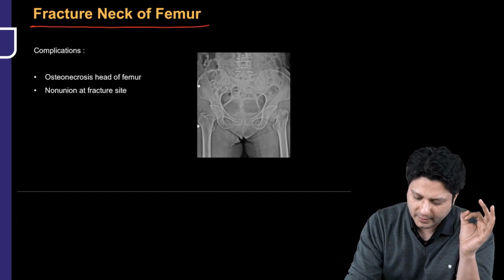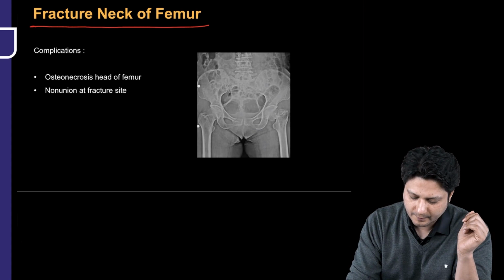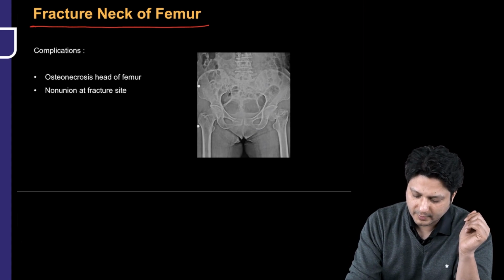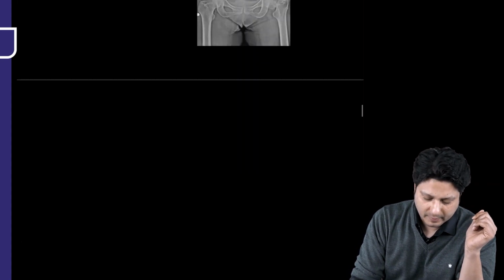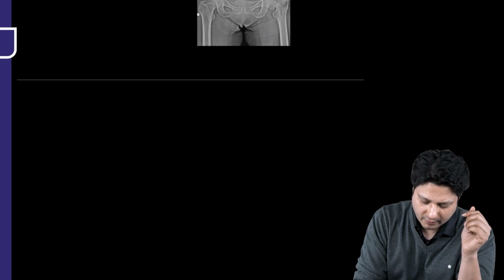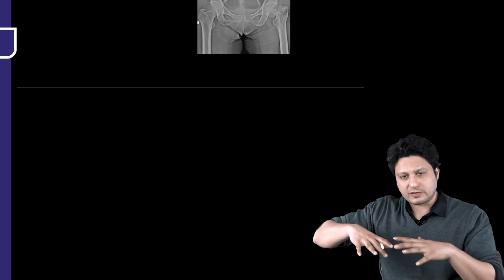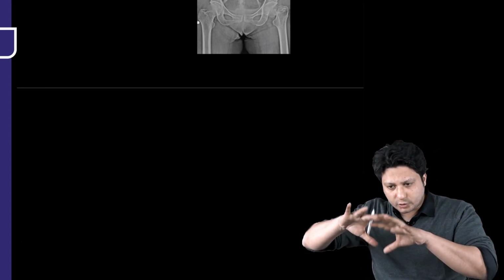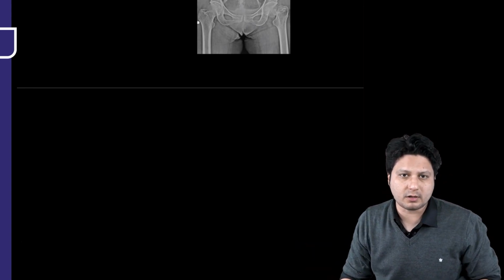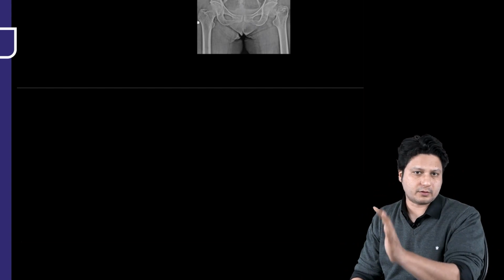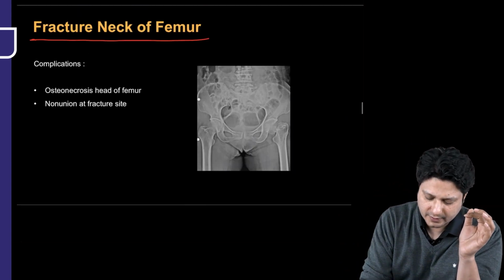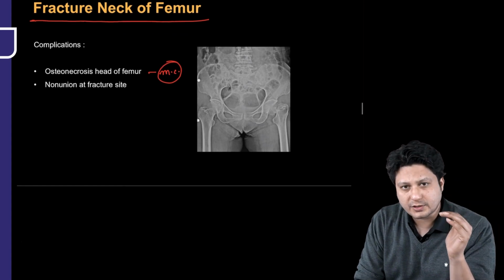Now, the first complication, which is very clearly visible over here, is osteonecrosis of the head of the femur. All right. As far as complications of the fracture neck of femur are concerned, one is osteonecrosis. Now, what is osteonecrosis? This is an entire topic that we are going to discuss. It is avascular necrosis of the head of the femur, but this osteonecrosis is considered to be the most common complication related to fracture neck of femur.